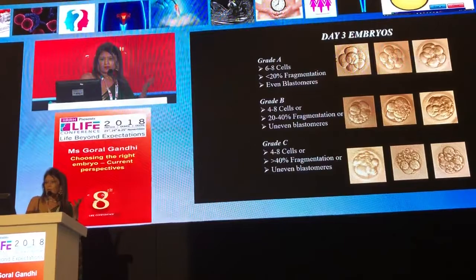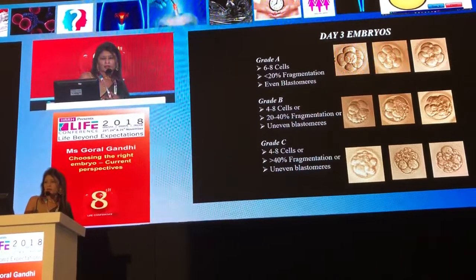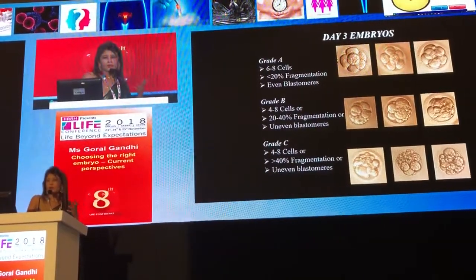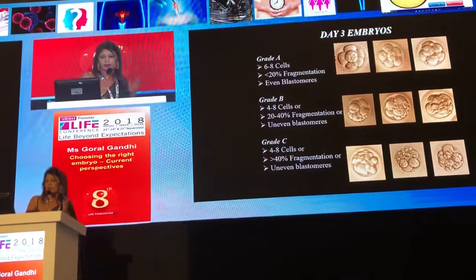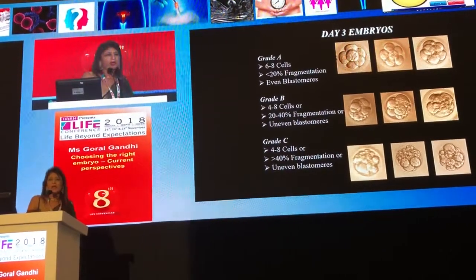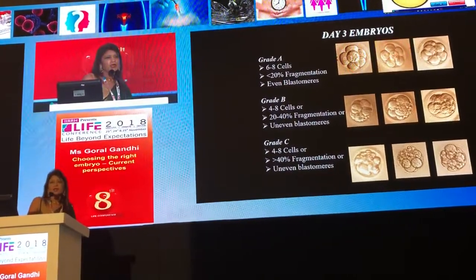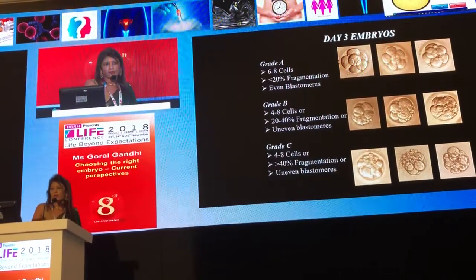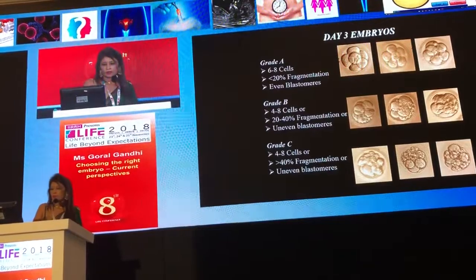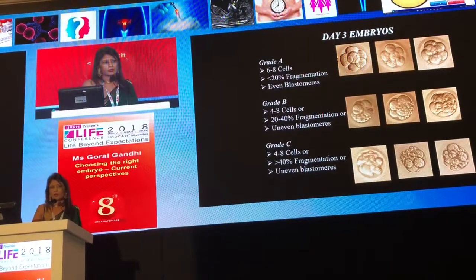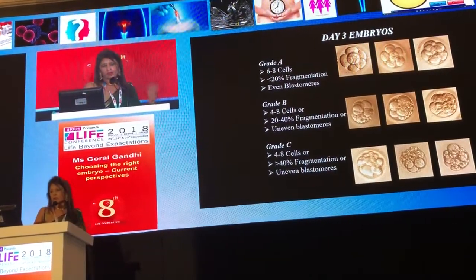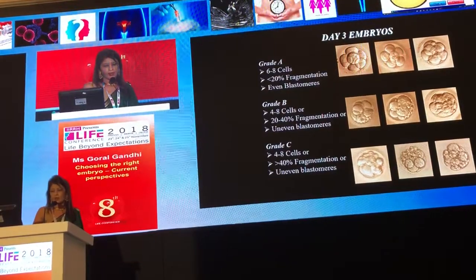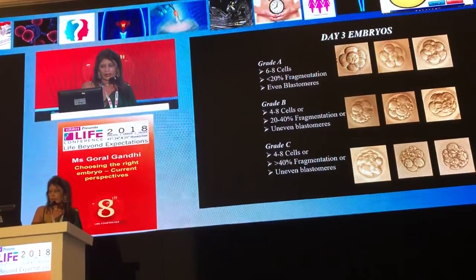So we know on day 3 we want a graded embryo to have at least 6 to 8 beautiful blastomeres, all equal, even blastomeres, perfect symmetry, and less than 20% fragmentation. This is what we call a grade A embryo, and we are going to select that embryo for transfer. When one of these criteria is not met, we call that embryo grade B. And when 2 or more criteria are not met, we call that embryo grade C.